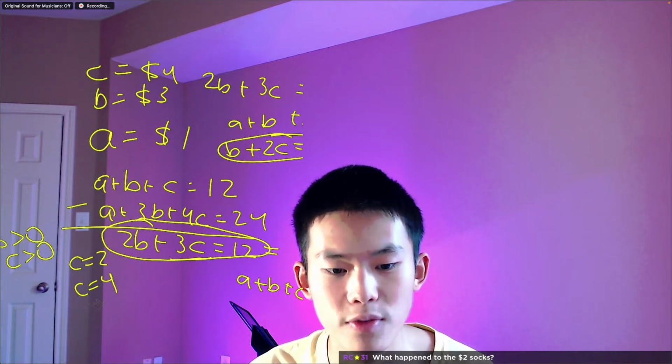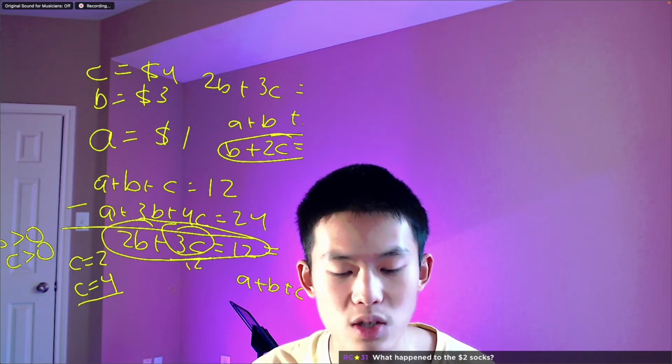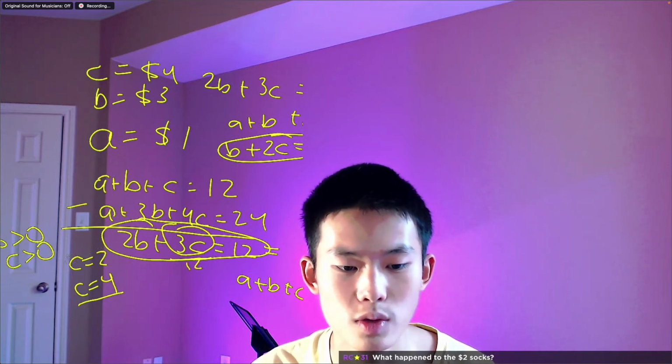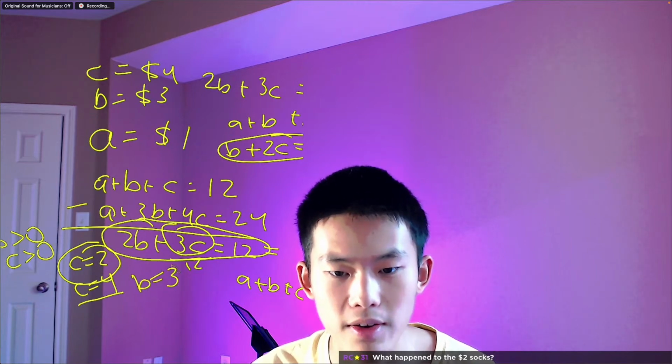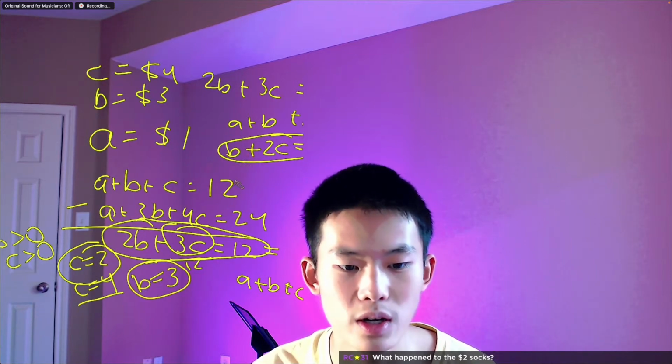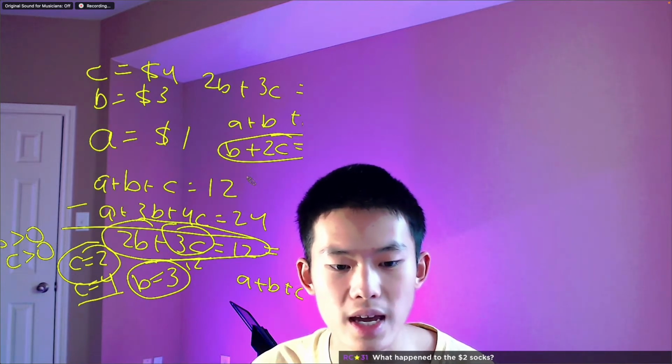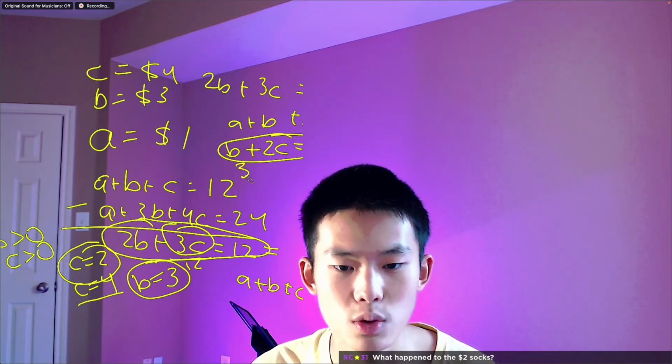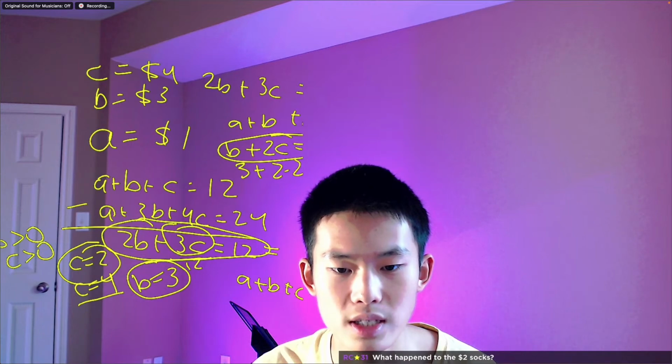But if C equals 4, then we see that 3C is going to equal 12. So B is going to equal 0, which is no bueno. So C equals 2, and then B equals 3. And finally, we want to solve for A. So we know that B plus 2C equals A. So B is 3 and 2 times C is 2 times 2, which equals 7 as A.